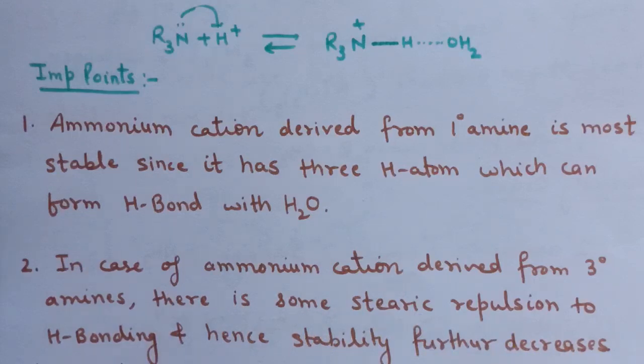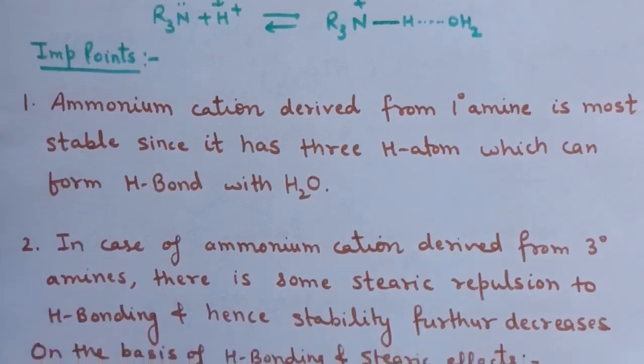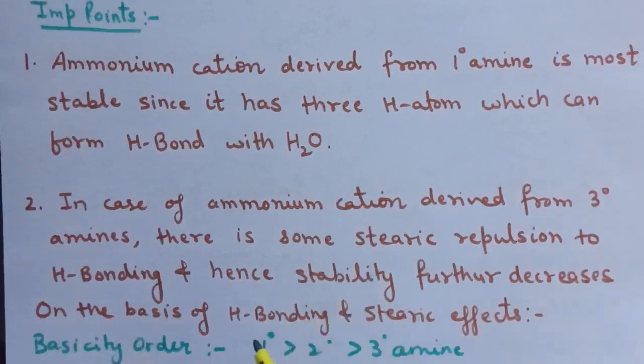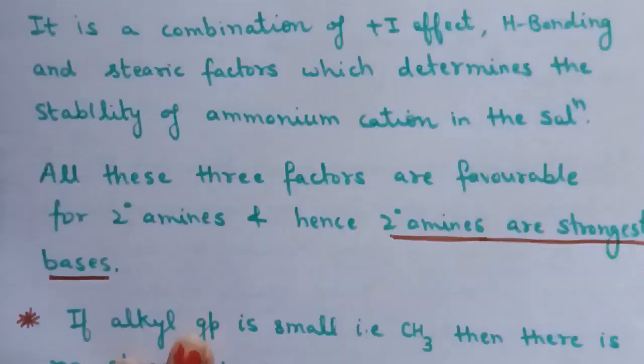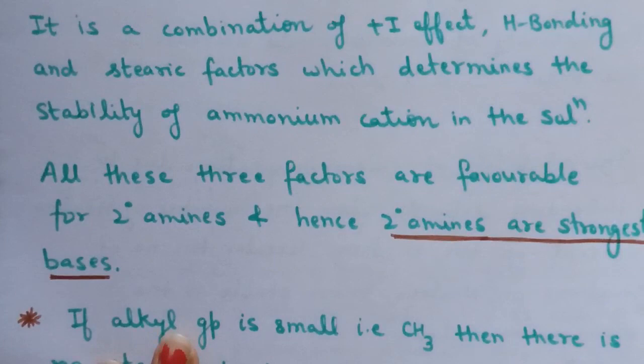So if we combine the effect of hydrogen bonding and steric factor, the basicity order is primary, secondary and tertiary amine, because here in case of primary the extent of hydrogen bonding is more and also the steric effect is less. So as we have discussed that in aqueous phase, basicity is a combination of plus I effect, hydrogen bonding and steric factor, which determines the stability of ammonium cation in the solution, and thus these 3 factors decide the basicity of amines in aqueous solution.